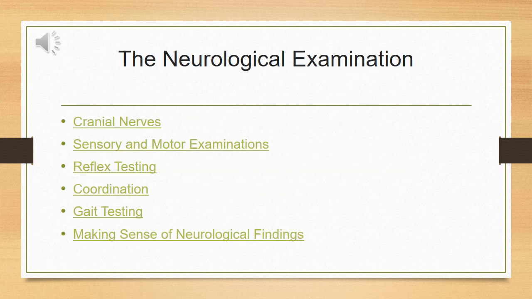Parts of a neurological examination that we are going to focus on today are the cranial nerves, motor and sensory examination, deep tendon reflexes, coordination, gait testing, and after that, try to discuss some cases.